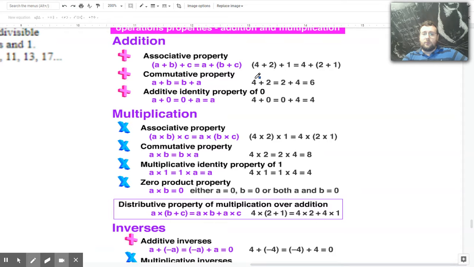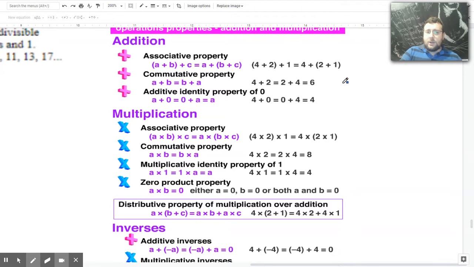Like, for example, if you do 4 plus 2, you get 6. But if you do 2 plus 4, you still get 6. So it seems like when you add, it doesn't matter in which order you add. It works out just the same. In multiplication, it also works out. 4 times 2 is 8. 2 times 4 is also 8. So it doesn't really matter in which order you do it. It works every time.